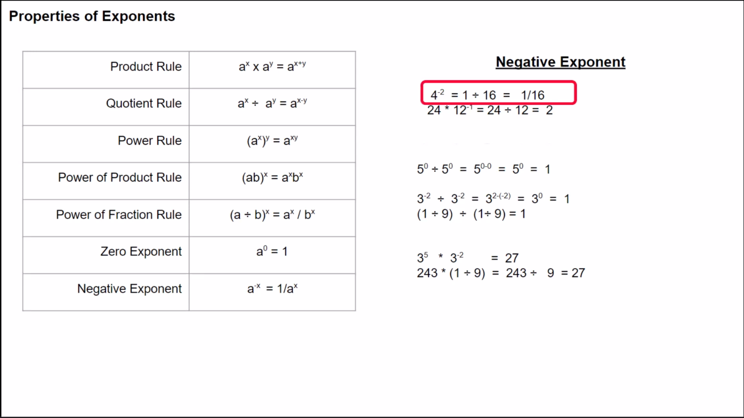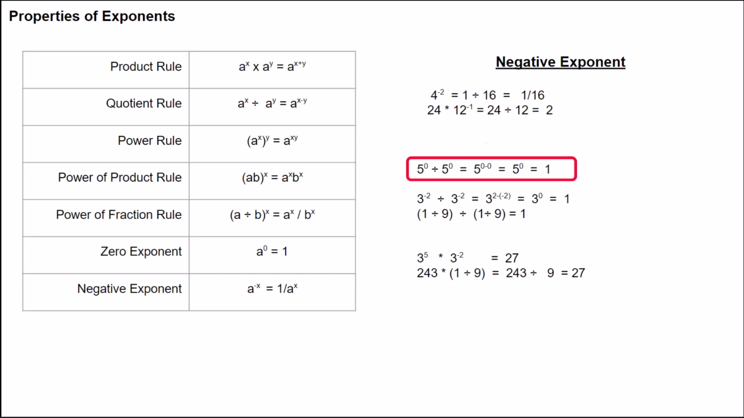Take 4 to the negative 2, for example. By the negative exponent rule, we know that that should equal 1 over 4 squared, which is 1 divided by 16, or 1/16. Another example here, 24 times 12 to the negative 1 is actually equal to 24 divided by 12, because 12 to the negative 1 is the same as 1 over 12. If you multiply those together, what you end up with is 24 divided by 12, which gives you 2.